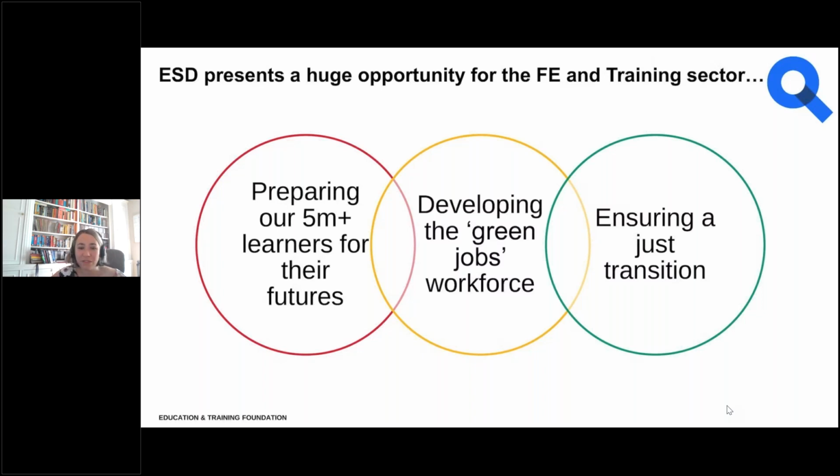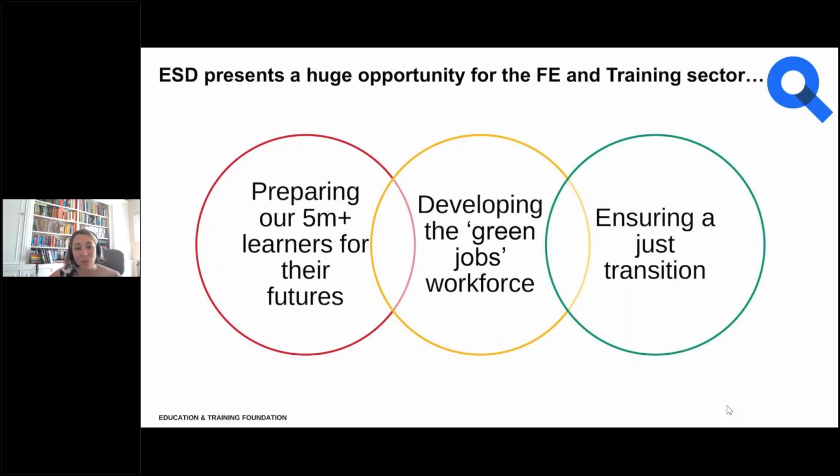And then finally, I think the FE and training sector has a really close link to the communities that we serve. I think one of the reasons that people work in FE and study in FE is to stay close to their local community. And I don't think we should shy away from the fact that a transition to sustainable futures will mean that certain industries and certain jobs become more obsolete, become redundant. And we need to manage that really well so that nobody's left behind and so that those transitions are really helping communities prosper and thrive.